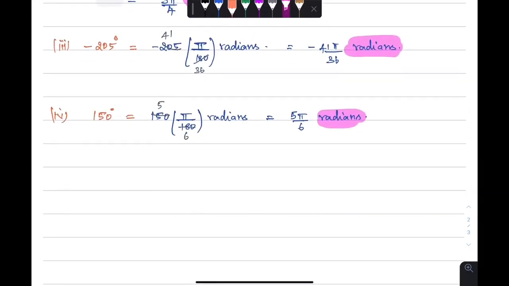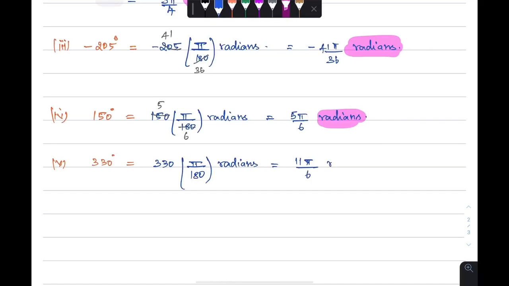So very good, children. The fifth question is 330 degree, which again can be converted as 330 into pi by 180 radians, which is again equal to, you simplify it, see what you're getting. So I'm trying to do all the problems. So this is the answer. I think you would have got it. Cancel it by 11. So it's quite simple, children.